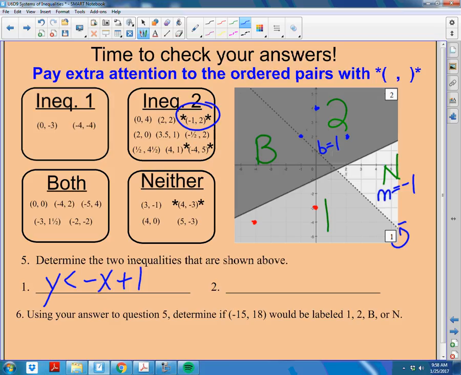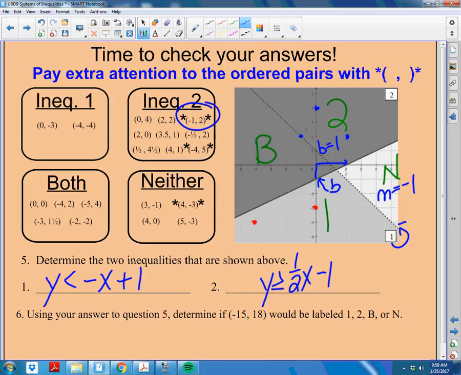Brady, what did you get for inequality number 2, please? 1/2 x minus 1. So we got a slope of 1/2, which is correct, up 1 over 2. He got a y-intercept of that. Carden, what did he miss? It's a solid line, so you would include the equal to.